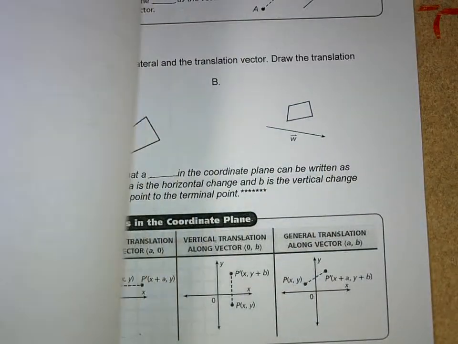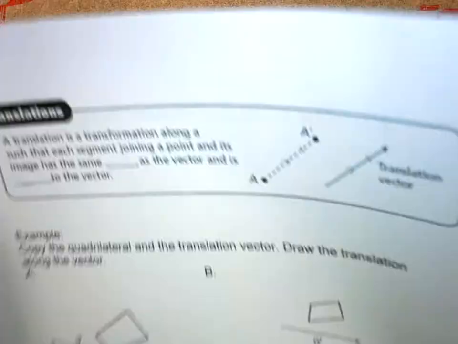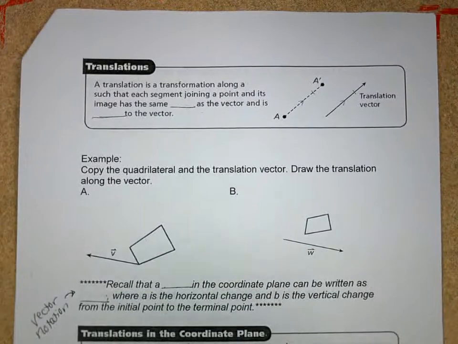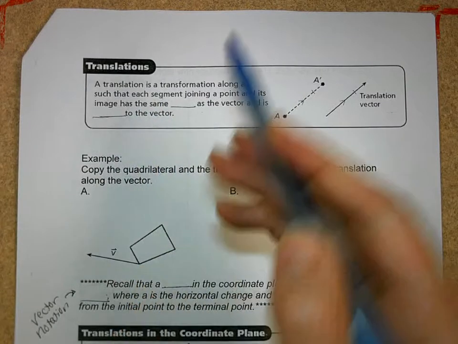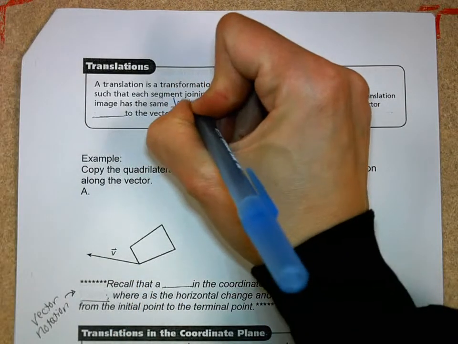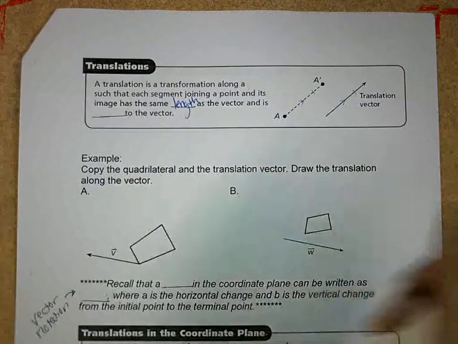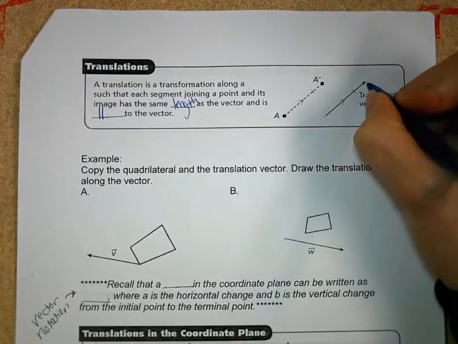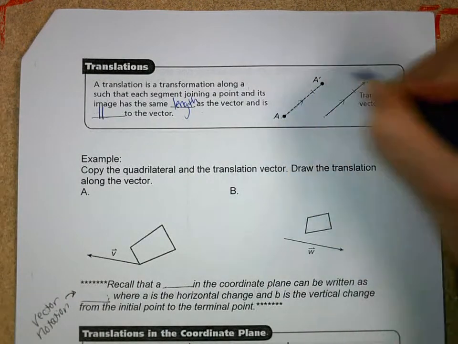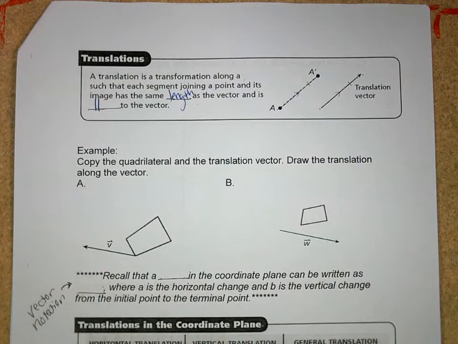But really what we work with this is we want to use vectors when we're working with it. So we have to be able to work with these in a good way. So let's go through and let's fill in a few things. All right, our translation, again, is a transformation such that each segment joining a point and its image has the same length as the vector and is parallel to the vector. So if this is your translation vector, we know that it has to move the same direction and the same distance, because remember, vectors show distance and direction, and that's how we applied it with wind, force, and all that type of stuff when you're in physics class.